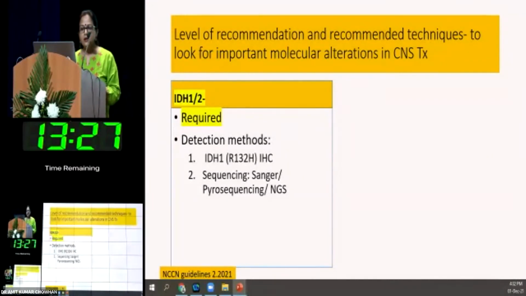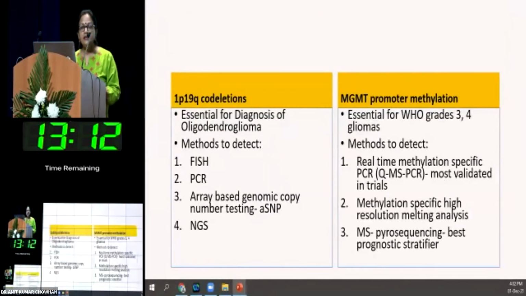So IDH1/2 mutations, assessment of these is required for diagnosis, and the detection methods used are immunohistochemistry and sequencing, which can be Sanger, pyrosequencing, or NGS. 1p/19q co-deletions, as we know, are essential for the diagnosis of oligodendrogliomas, and the methods commonly used to detect them are FISH, PCR, SNP, and NGS. FISH is no longer the recommended method, having been replaced by SNP analysis.